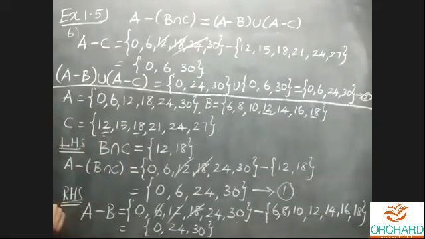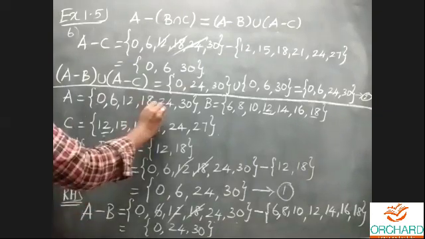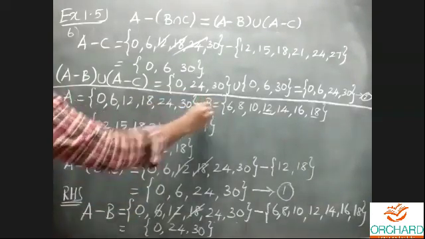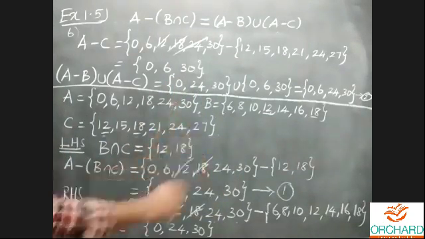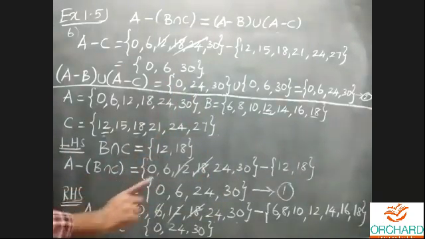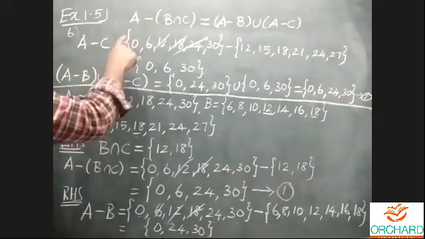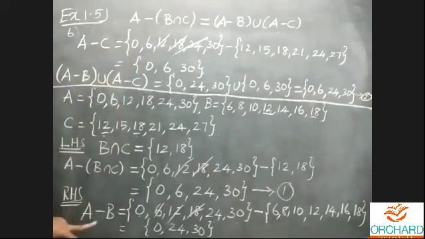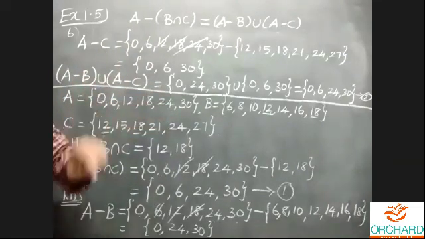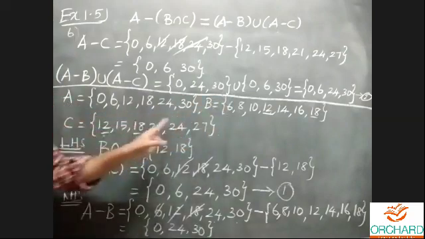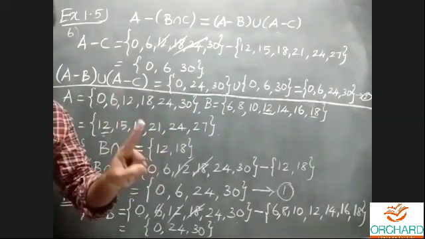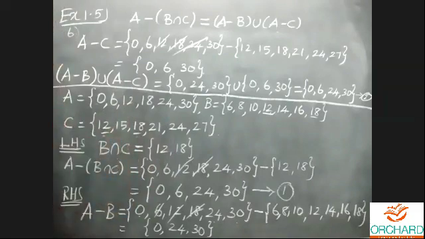For a 5 mark problem, what is the mark distribution? For the 3 sets, writing down the elements of all 3 sets gets 1 mark. B intersection C is 1 mark. Then A difference B intersection C is 1 mark. A difference B and A difference C is 1 mark. And the final answer is 1 mark. Total 5 marks. Again, to write the elements of all the 3 sets is 1 mark. This is the mark distribution.